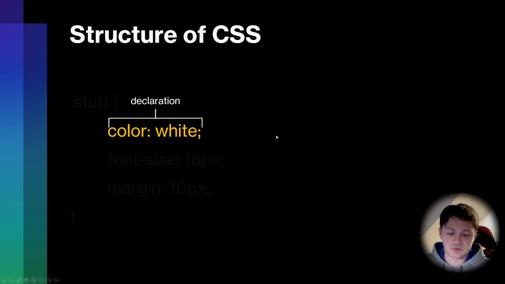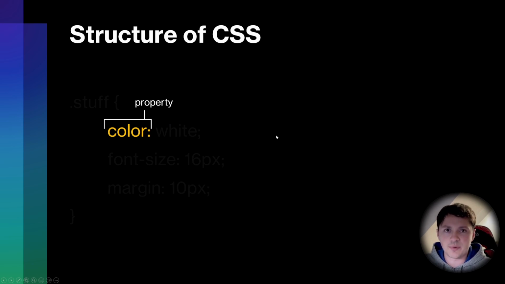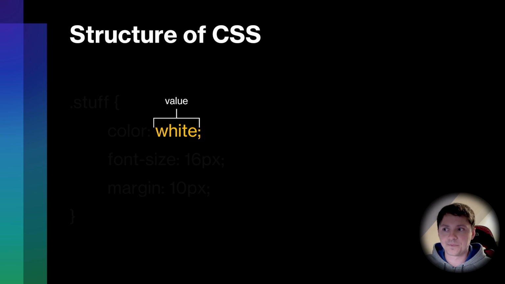So we have a declaration. A declaration consists of a property, in this case color, or the other ones are font size and margin. So property, then we've got a colon, and we've got a value followed by a semicolon. That's important, that's a part of the syntax. You can't write a comma, you have to write a semicolon at the end, otherwise we'll get an error. So that's the syntax, that's how the code is interpreted later.